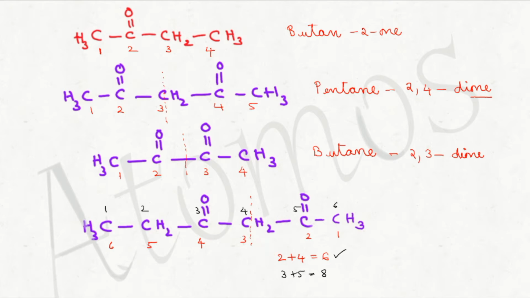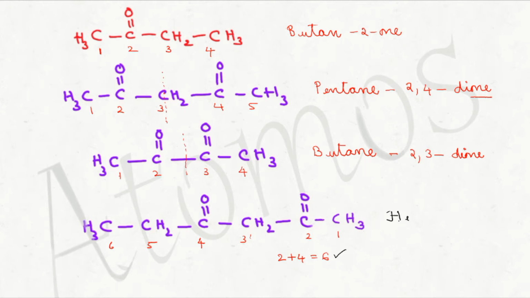That means you have to give the numbering in such a way that the sum of the numbers of the functional group attached carbon atoms is the least. This is known as the lowest sum rule. So as per the lowest sum rule, which numbering is correct? Red numbering is correct, so we will choose that. So what's the name of the compound? 6 carbon atoms are present.